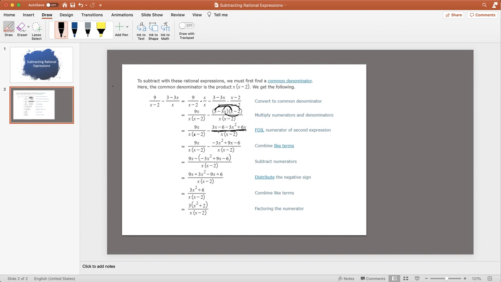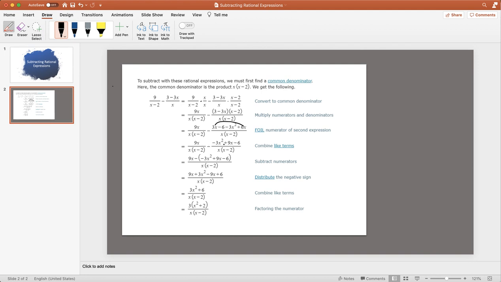And notice my denominators don't change, and I didn't need to do anything to simplify the 9x. My next step will be to combine any like terms in that second numerator. So I notice I have a 3x and a 6x. So these are like terms. And so that gets me to our next line down.